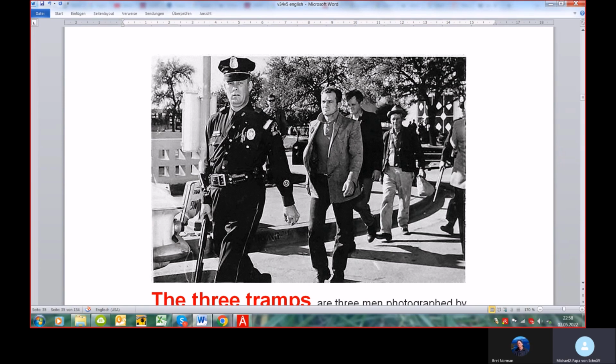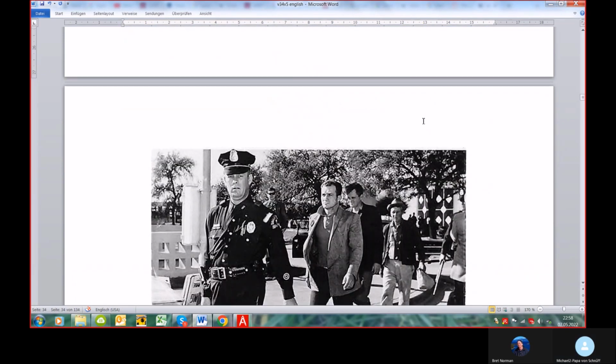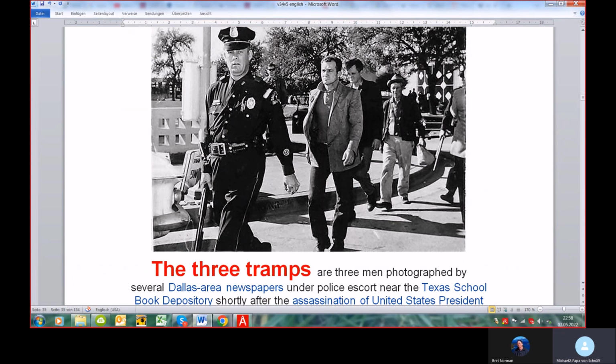Do you know where they found these three tramps? This is the official title of these people, the three tramps. In the Freemason rituals, they are named three ruffians. These people were found in a train wagon after the shooting, behind the Texas School Book Depository. Remember, please, that behind the Texas School Book Depository there was a railway line, a railway station. And how are these people equipped? Do they look like businessmen? No. You don't see any white shirt. You see three tramps.